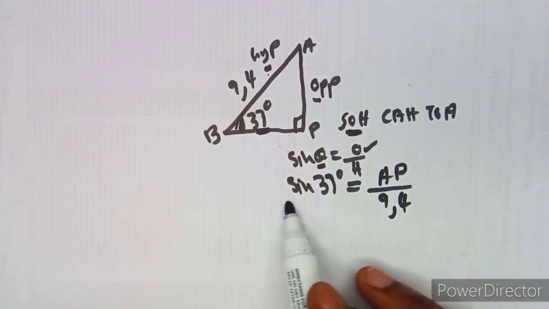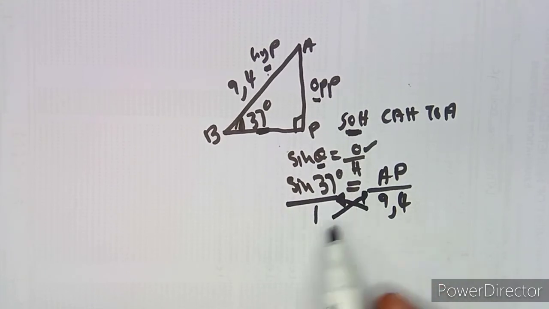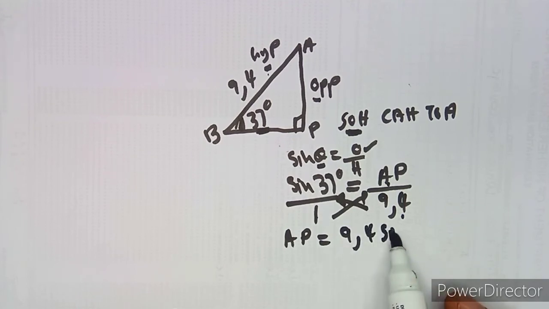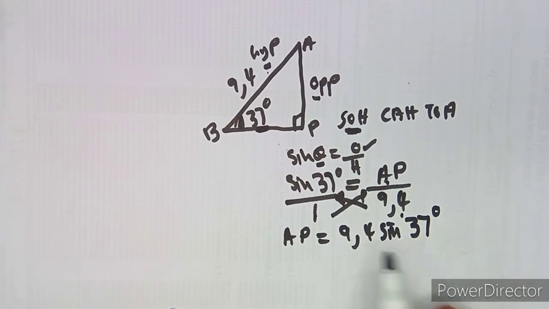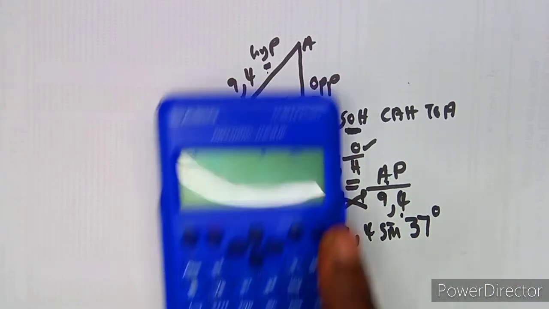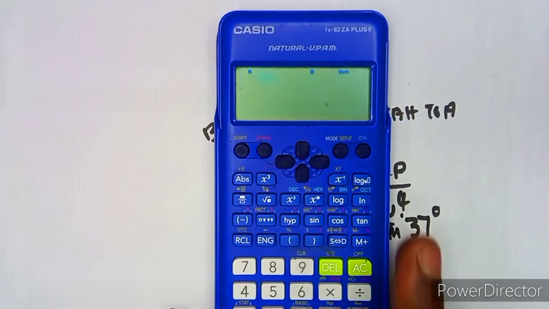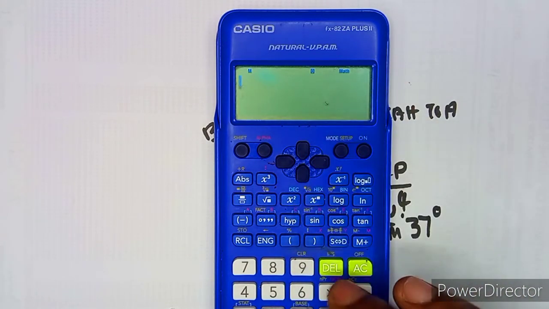So we can cross multiply in this case to find AP. That means 1 times AP, so AP is equal to 9.4 times sine 37, it's 9.4 sine 37 degrees. They know that you are in paper 2, so you can simplify this with your calculator. 9.4 sine 37, make sure sine 37, yes, sine 37. Make sure your calculator is in degrees, there's a D there.